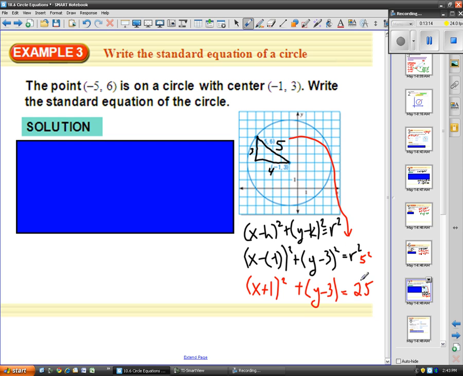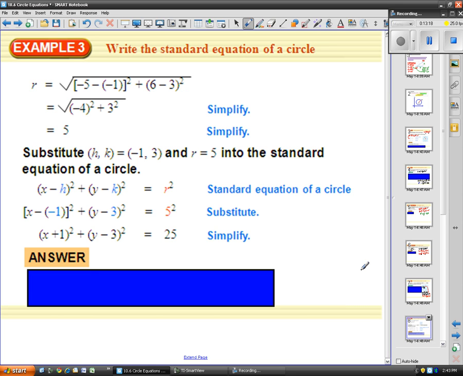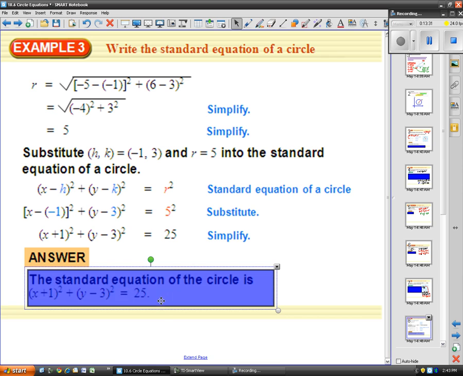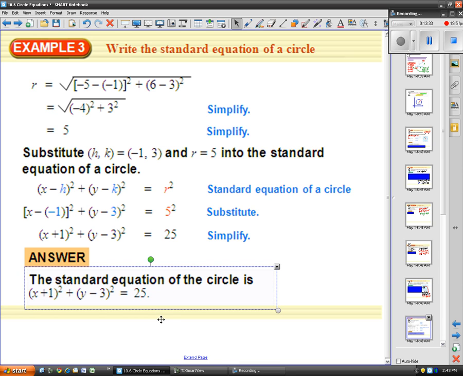This is the solution to the last problem, just kind of working through. They found the radius by using the distance formula, and then they plugged it into the equation. And so you had your standard form of the equation. So you can pause it and copy it down. It's the same as what was on the previous page, but I just thought you would like to see that.